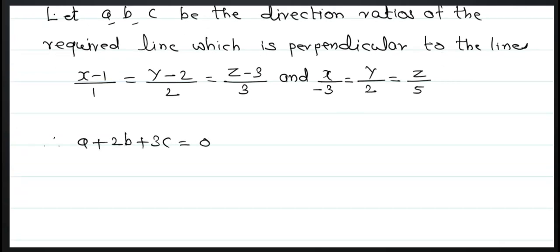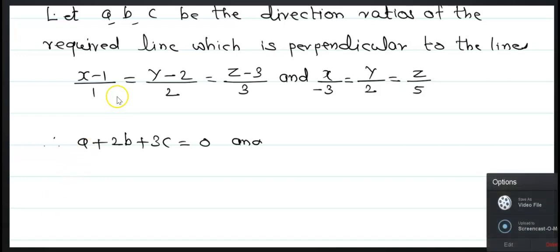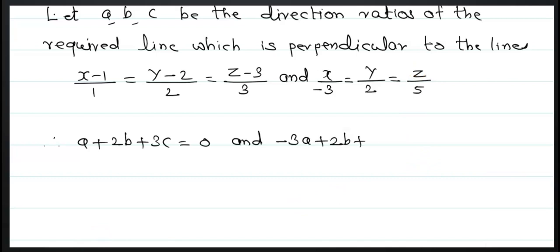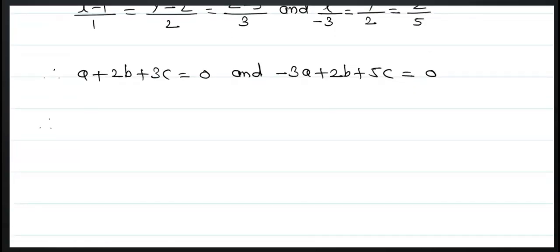And that's why you will get the equation like this: a into 1, that is a, b into 2, that is 2b, c into 3, that is 3c, equals 0. And the second equation will be minus 3a plus 2b plus 5c equals 0. Now solve these two equations.